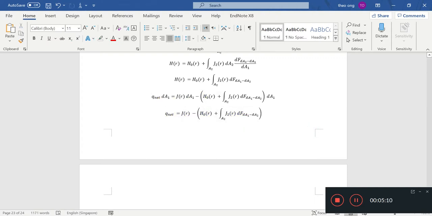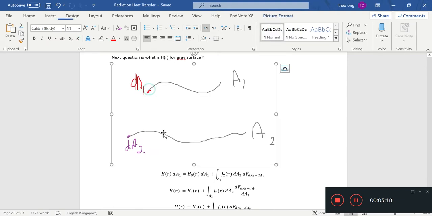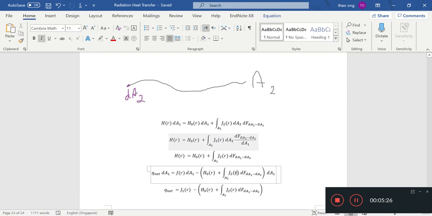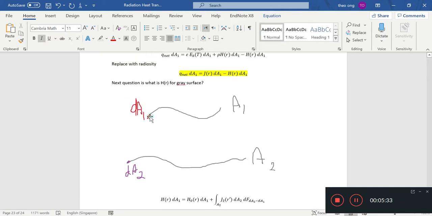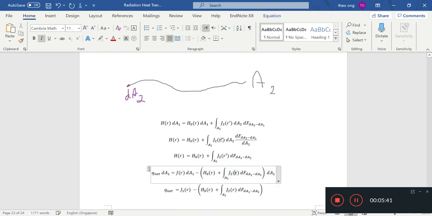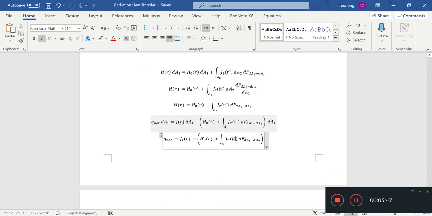Just to be sure, I'm going to put this as J1 because that's J from this side. And I think this R should be an R prime, right? This R should be an R prime because it denotes a different set of coordinates, because the first R is here, and R prime will be here where A2 is. So I'll need to differentiate that. That's all that it is doing.